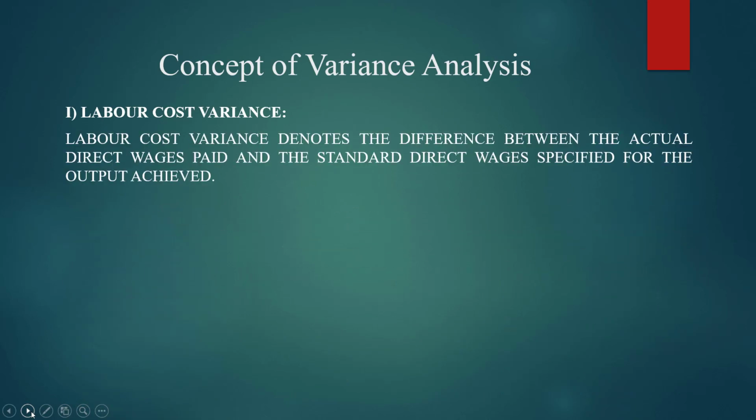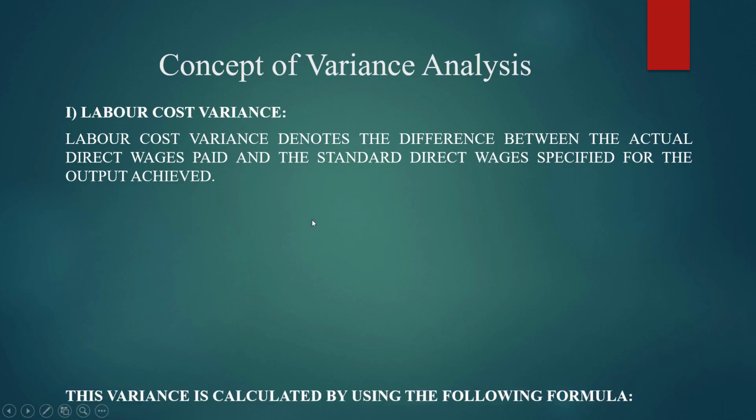Now what is the labor cost variance? It denotes the difference between the actual direct wages paid and the standard direct wages specified for the output achieved, meaning how much production they have to do, how much output they have to produce, and for that production how much the standard wages should be given to the workers. It has to be compared with the actual direct wages, how much actually they have paid to the laborers. That will be the difference between standard wages and the actual wages. That is labor cost variance.